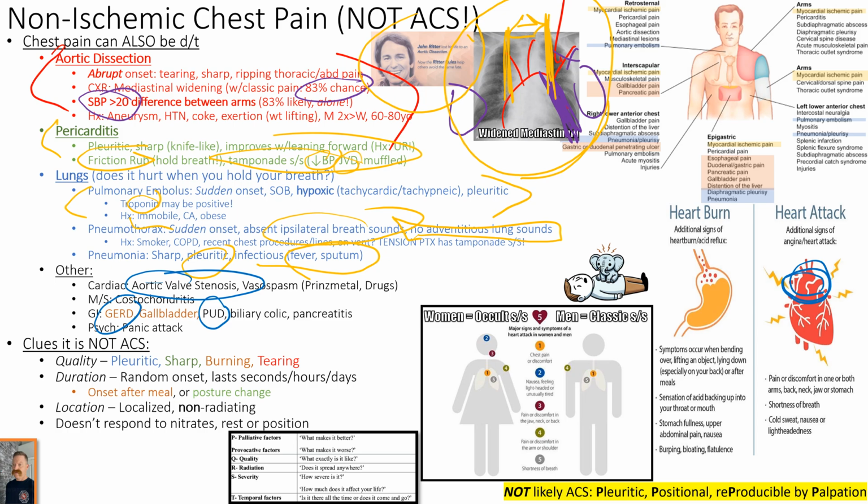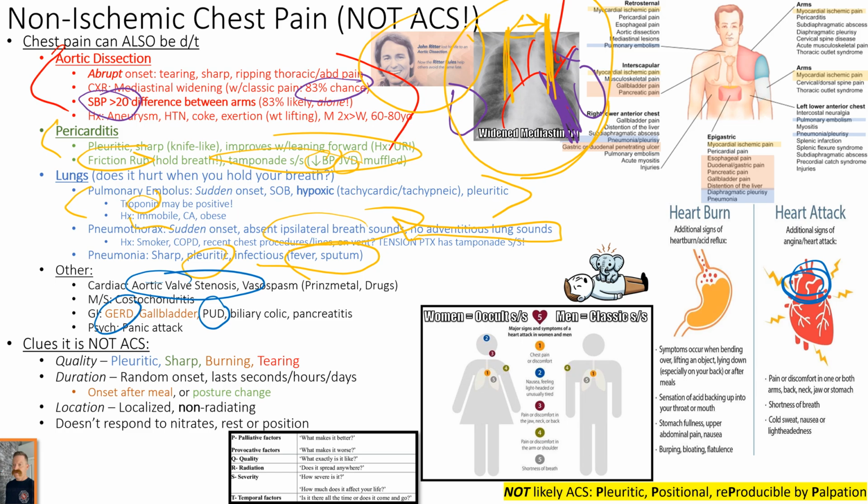But those will be epigastric pain, or right upper quadrant pain if it's a gallbladder situation, or left upper quadrant pain if it's a pancreatitis situation. And then psych reasons. They can have chest pain because they're having a panic attack. That could be a reason for chest pain.